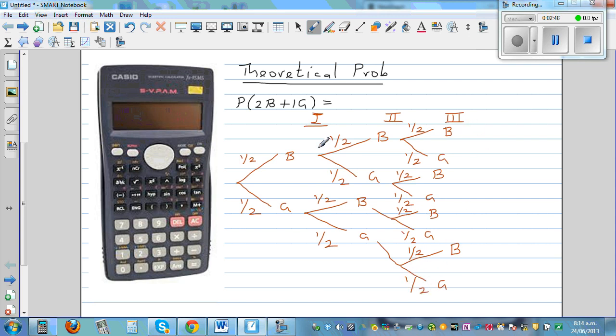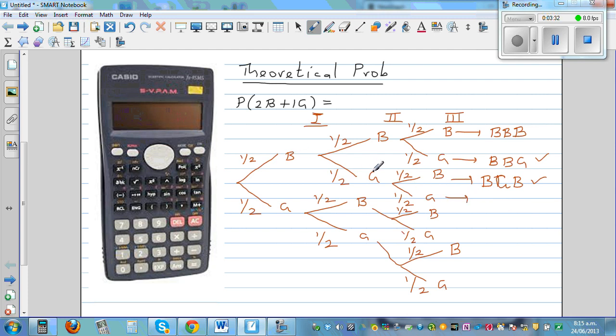Now this outcome, if you go along the branches, is boy, boy, boy. This is one outcome. If you go backwards, this is girl, boy, boy, and boy, boy, girl. So this is what I want. Then if you go along this branch, it's boy, girl, boy. It doesn't matter, boy, girl, boy. So this is also what I want: two boys and one girl. It's not in any particular order.